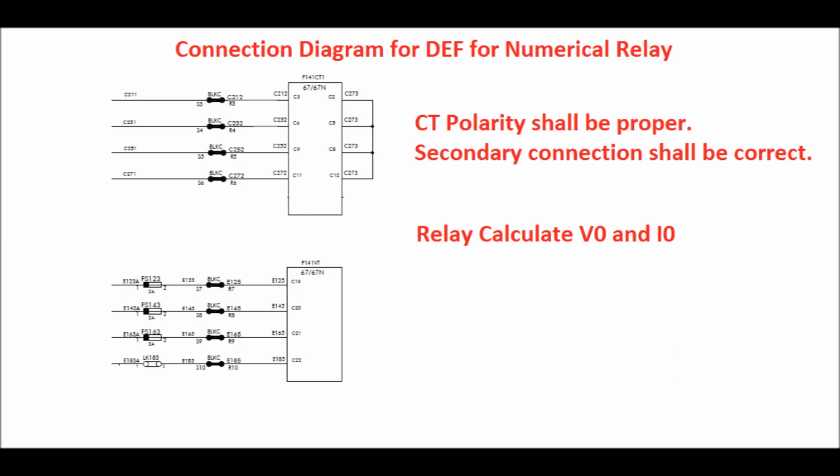Again, the voltage connection has been shown in the lower side of the diagram. C19, C20, C21, C22 are the red, yellow and blue phase and neutral connections, and the directional earth fault relay detects the directionality of the earth fault based on the voltage developed or calculated, that is, the zero sequence voltage polarity, and I0 is the zero sequence current, that is, 3I0 current will pass in the neutral coil of the circuit as shown in this diagram during earth fault in any phase.